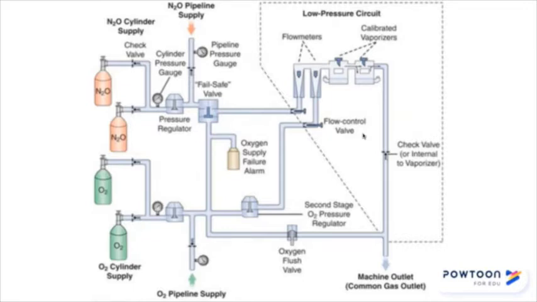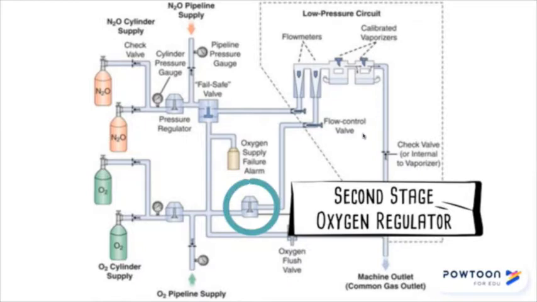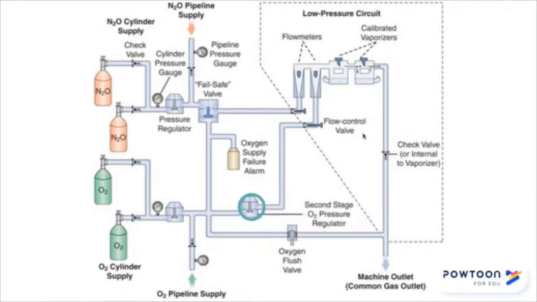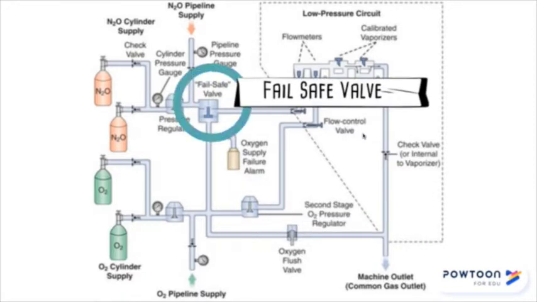A few safety features to briefly talk about. First, there's the second stage oxygen regulator. This simply further reduces the pressure in the circuit from about 45 psi to 14 psi to make it safer to deliver to the lungs. The failsafe valve is a safety feature that ensures you have a good oxygen supply to the patient. If the oxygen pressure falls below 30 psi, it will turn off all non-oxygen gases to ensure that you have good oxygen in the circuit.